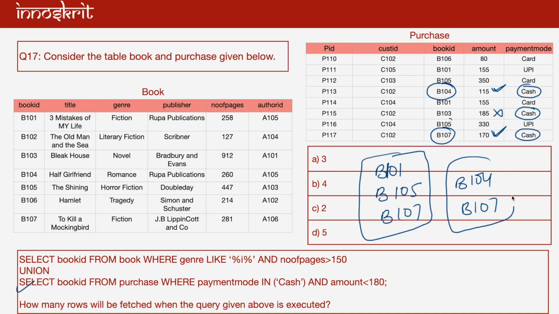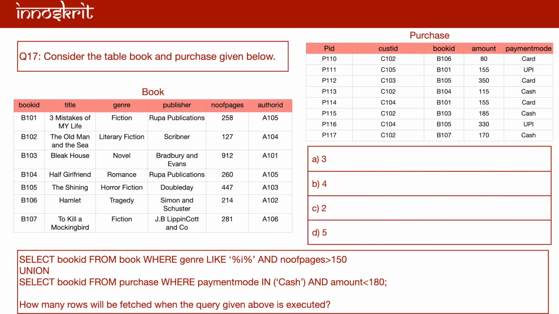Now when you union them, you will get B101, B105, B107 and B104. So how many IDs have we fetched? We will be fetching 4 rows. Hence 4 is going to be the correct answer in this case.